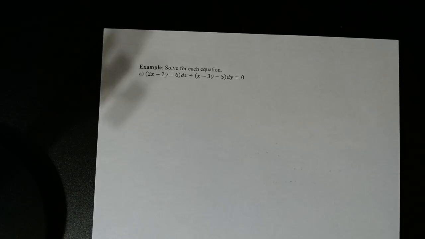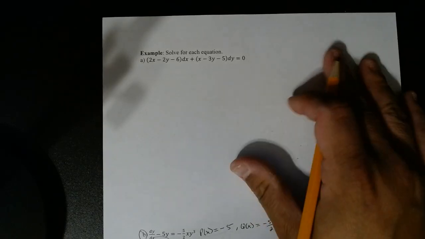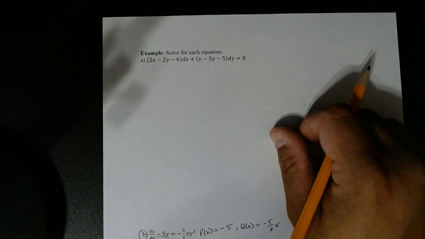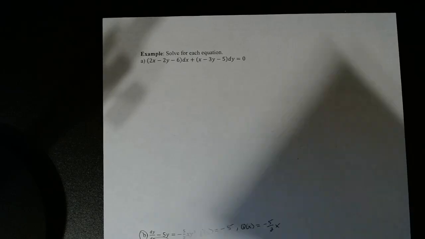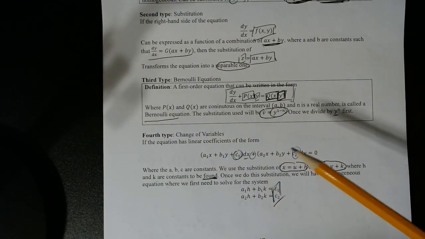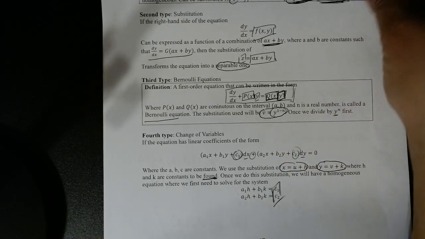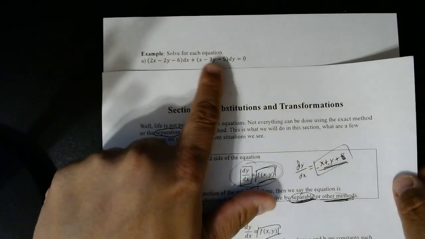Okay, so let's go to the last one we skipped. For a reason. Alright. What can we do here? Okay. Now, this is actually going to be our fourth type of one, change of variables. Okay. And it follows the same template because we have a c value there and there.